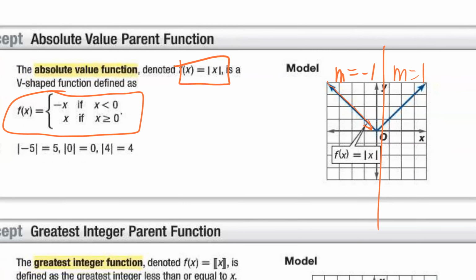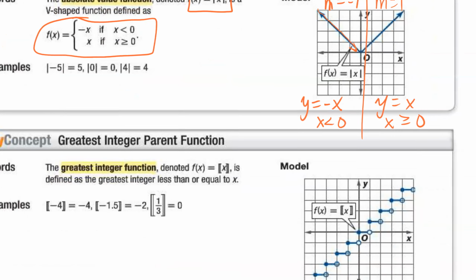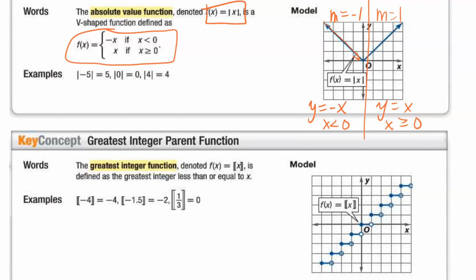Cool. So more or less, this is y equals negative x, but only if x is less than 0. Otherwise, it would be y equals x, right? That's a slope of 1 with a y-intercept of 0, and this is when x is greater than or equal to 0. I don't know if you guys did this last year, greatest integer parent function.